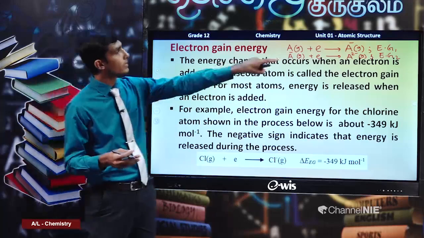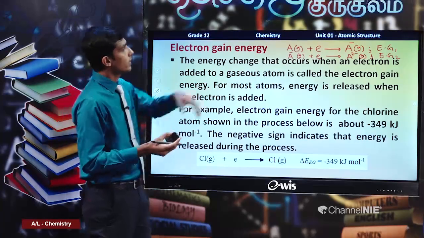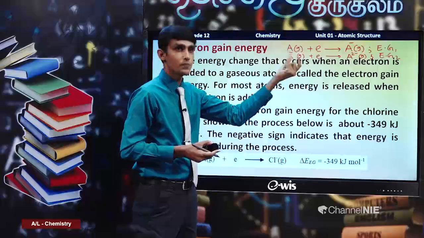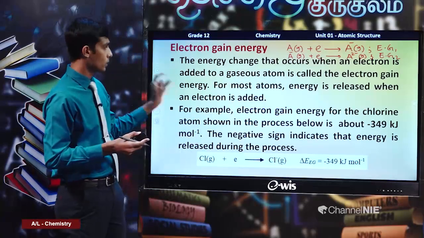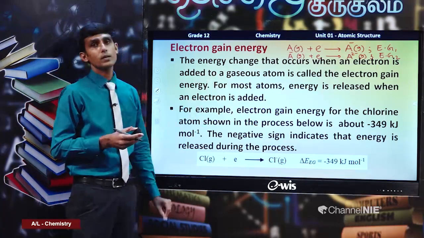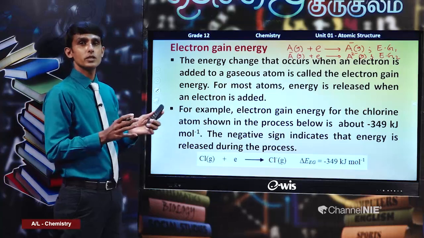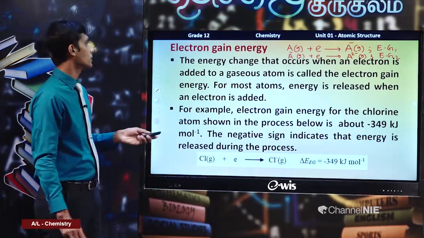So electron gain energy is the energy change during this process. If energy is given out, that means energy decreases, giving a negative value: final energy minus initial energy gives a negative value. So for most elements you get a negative value, but for some elements you get positive values. We will see which elements have positive, or endothermic, electron gain energies.